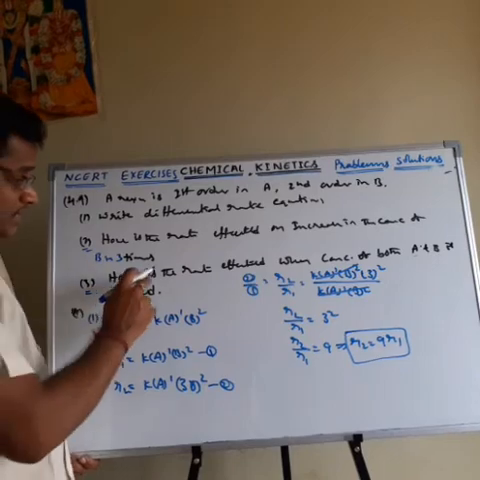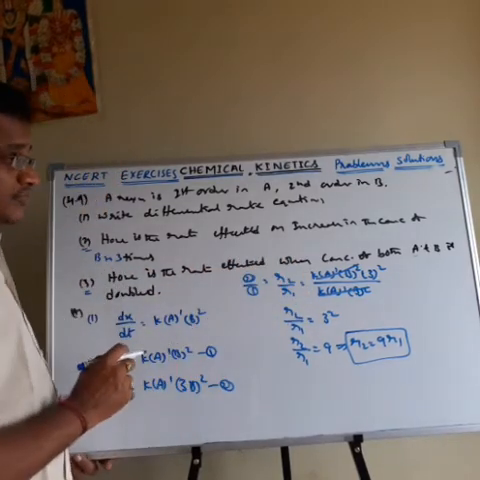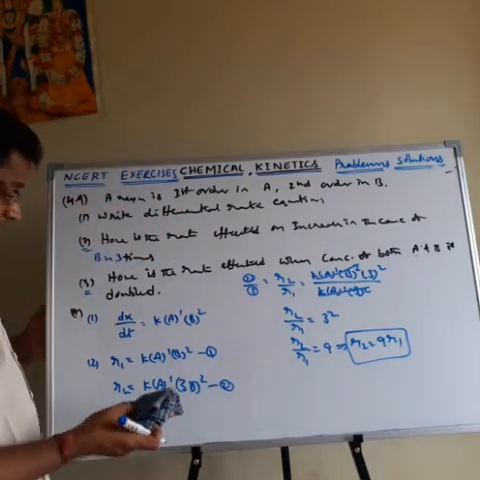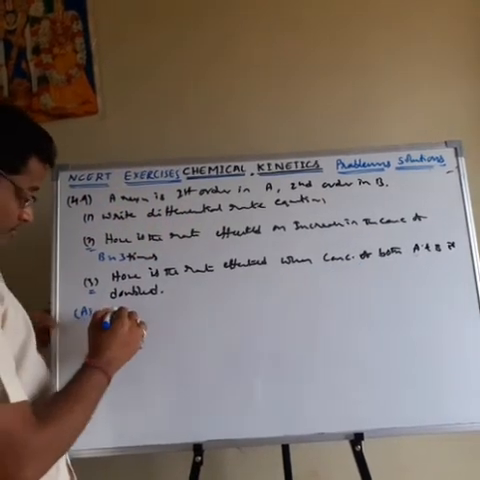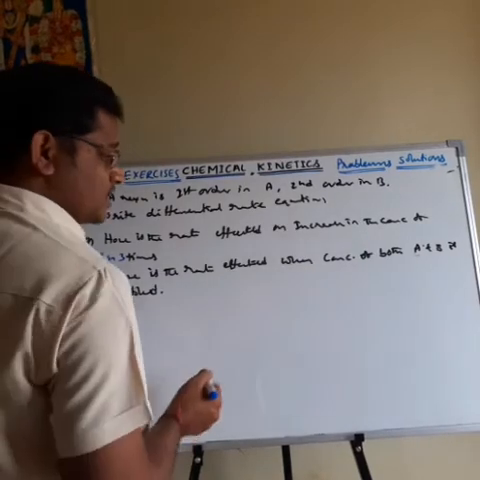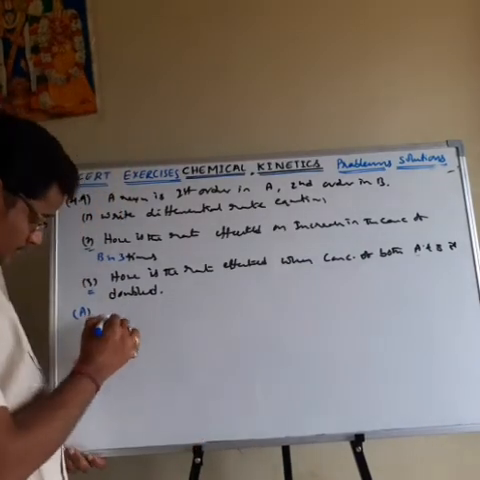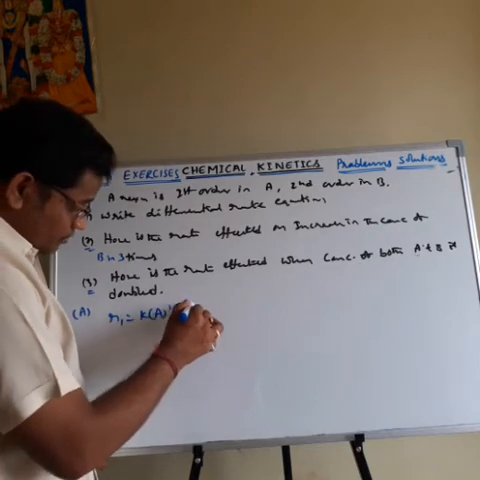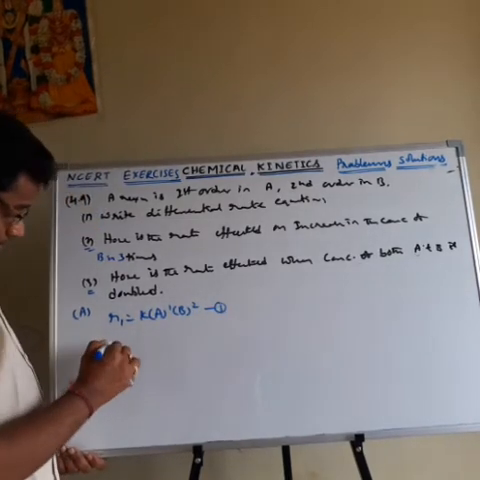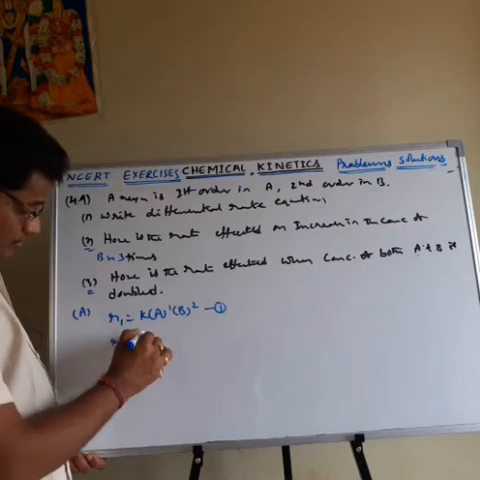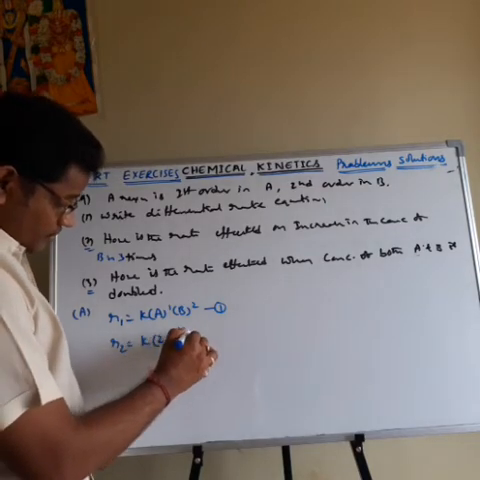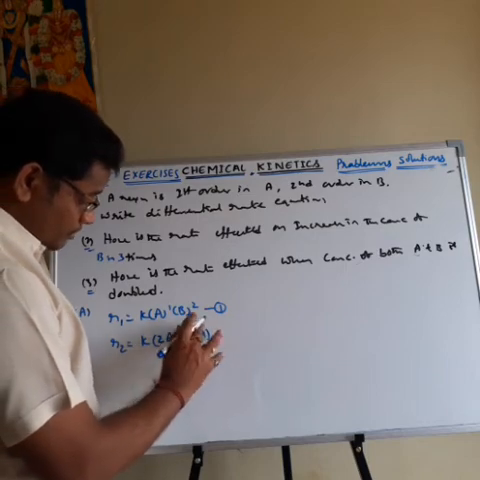Next, question number 3. How is the rate affected when the concentration of both A and B is doubled? See here, R1 is equal to k into A power 1 B power 2. This is equation 1. Next, R2 is equal to k into A doubled, 2A power 1, and B also doubled, 2B power 2.